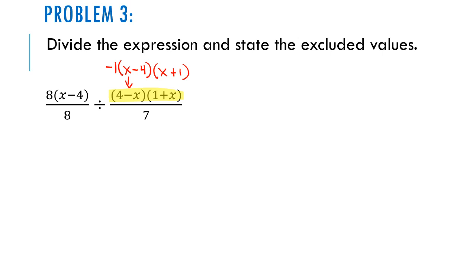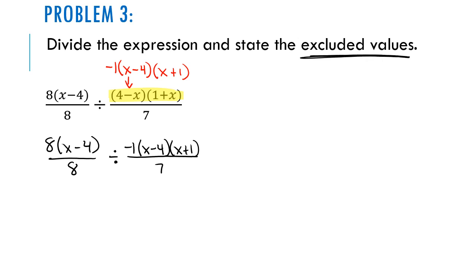So now my problem is really 8 times (x minus 4) over 8, divided by negative 1 times (x minus 4), x plus 1 over 7. So I want to deal with my excluded values. I looked at the denominator for x's. No x, no x. So no excluded values currently. Now I'm going to go ahead and do my division by keep, change, flip. So I keep the first one the way it is. I change the divide to a times. I flip my second fraction.